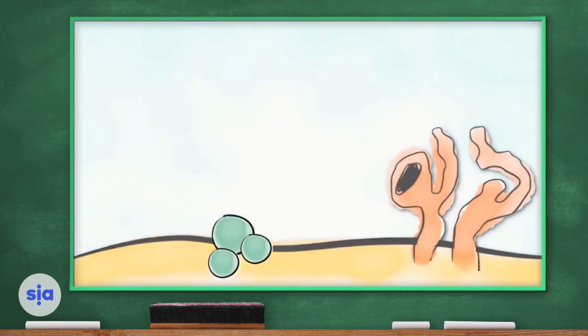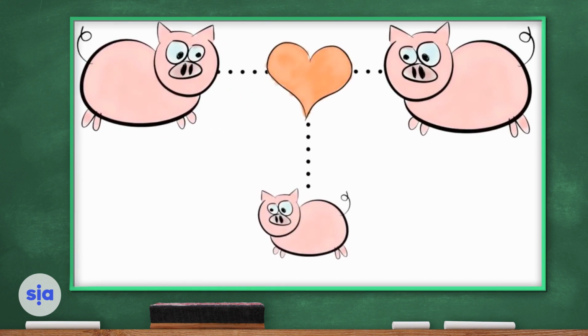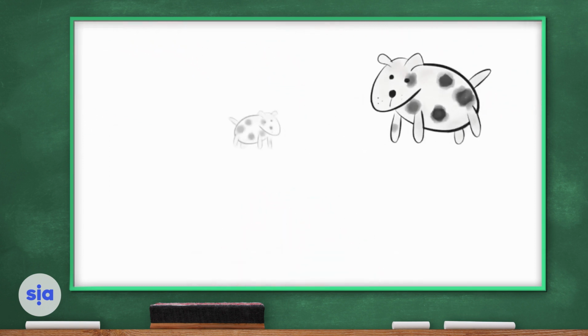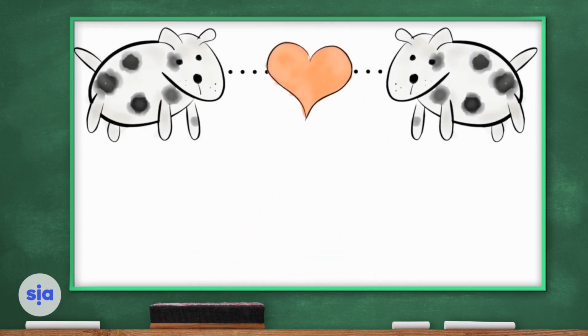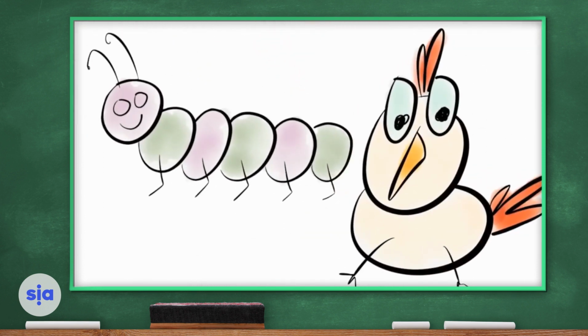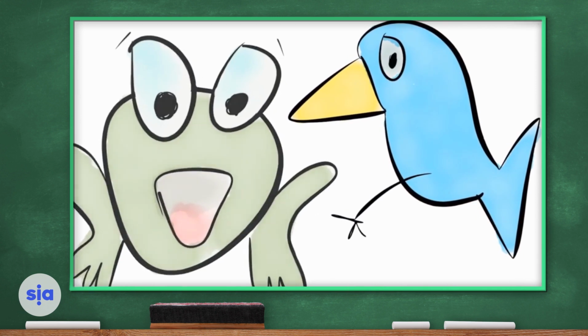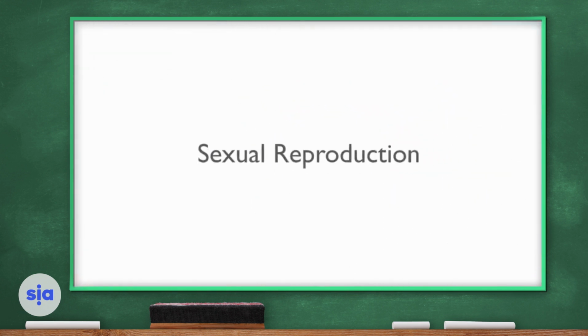No matter how the egg is fertilized, the offspring gets some genes from each parent. Sexually reproduced offspring are not identical to either. So the next time you see an animal, think about where it came from and how it'll make offspring. Sexual reproduction.